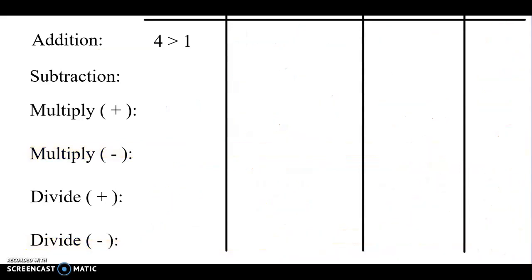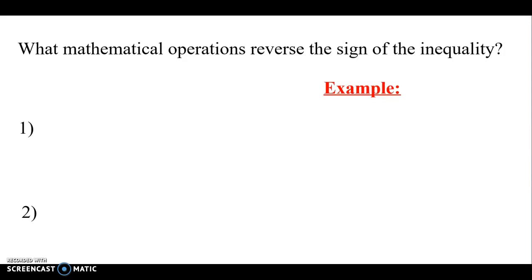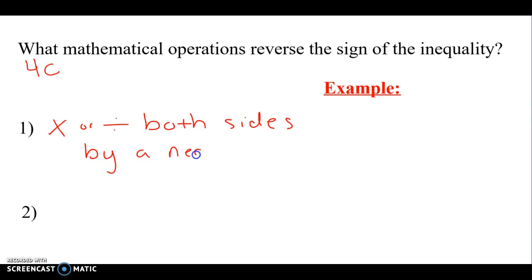Okay? So here, this is on your pretest number 3. So get that out real quick. 4C on the pretest. What mathematical operations reverse the sign of the inequality? So I'm going to put them in one step. I'll show you. There's another one technically. But what were the 2 things that we said we had to flip the sign? Multiply or divide both sides. That's important. You have to do it to both sides by a negative. Multiply or divide both sides by a negative.